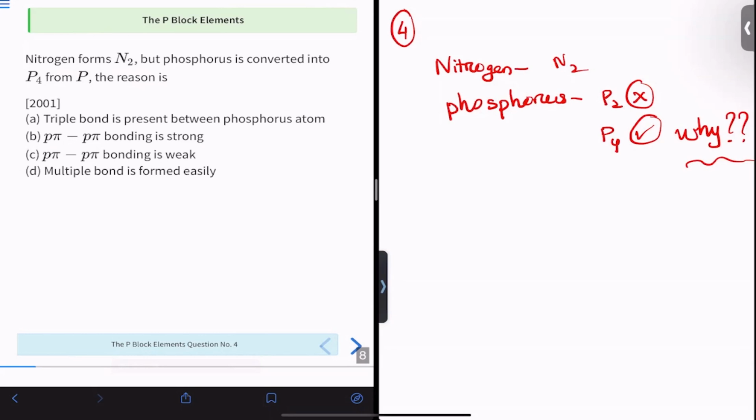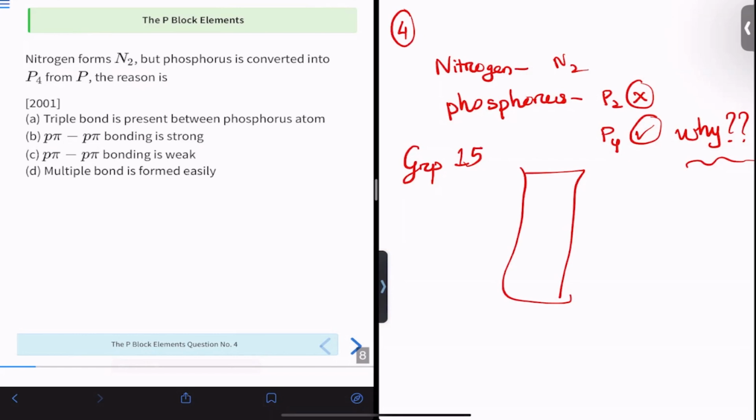The reason is, see guys, nitrogen and phosphorus both are present in group 15 of the periodic table. So normally what will we expect? If nitrogen can form N2, phosphorus should also be able to form P2, because both are in group 15, both have the same valency, both have the same number of outer shell electrons, so both should form the same compound. If it is forming N2, it should also be able to form P2, but it is not happening. Why?